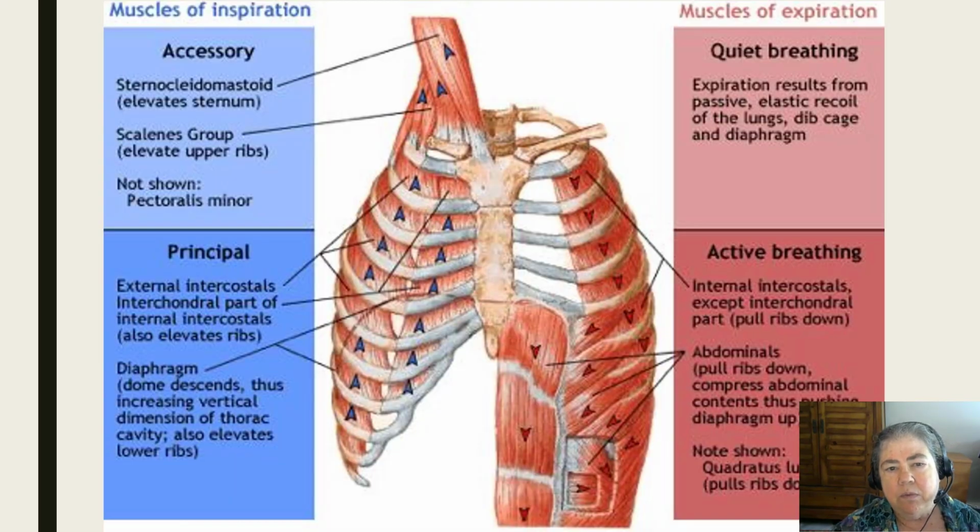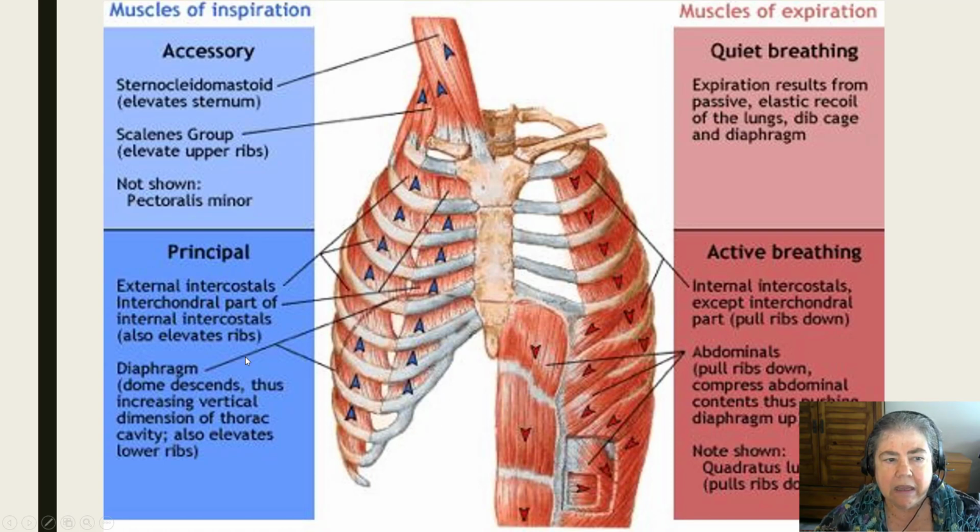And here we have a really nice diagram of the muscles of inspiration that is showing the direction that they contract in and how that might affect inspiration and expiration. So the principal muscles of inspiration are the diaphragm, which is a dome-like muscle sitting here at the base of the lungs. And when it contracts, it basically decreases pressure and pulls air in.